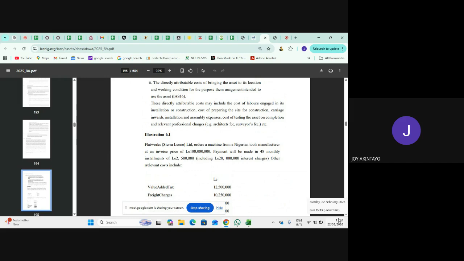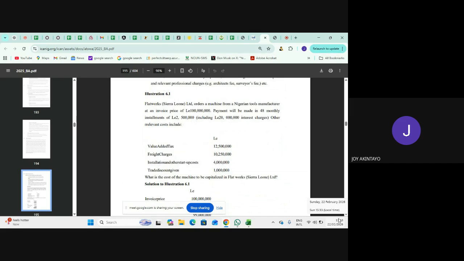So now let's look at this example. Here we have Floor Works Nigeria Limited, which orders a machine from a Nigerian tools manufacturer. This company is from Sierra Leone and it made an order from a Nigerian company.